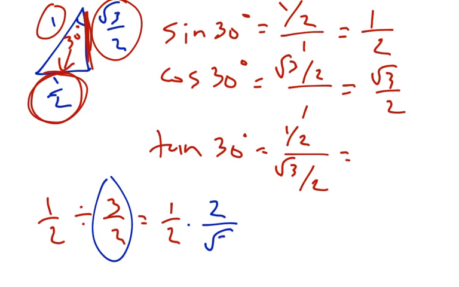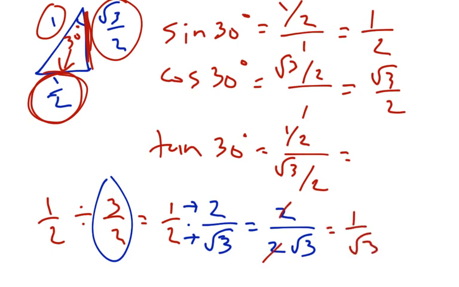I had to rationalize that. So I flip the second fraction. Okay, and then I just multiply straight across each other. So I'm going to have 2 over 2 square root of 3. Okay, if you notice in this case, that 2 and that 2 cancel out, and I'm going to have 1 over square root of 3. So that'll be my tangent.